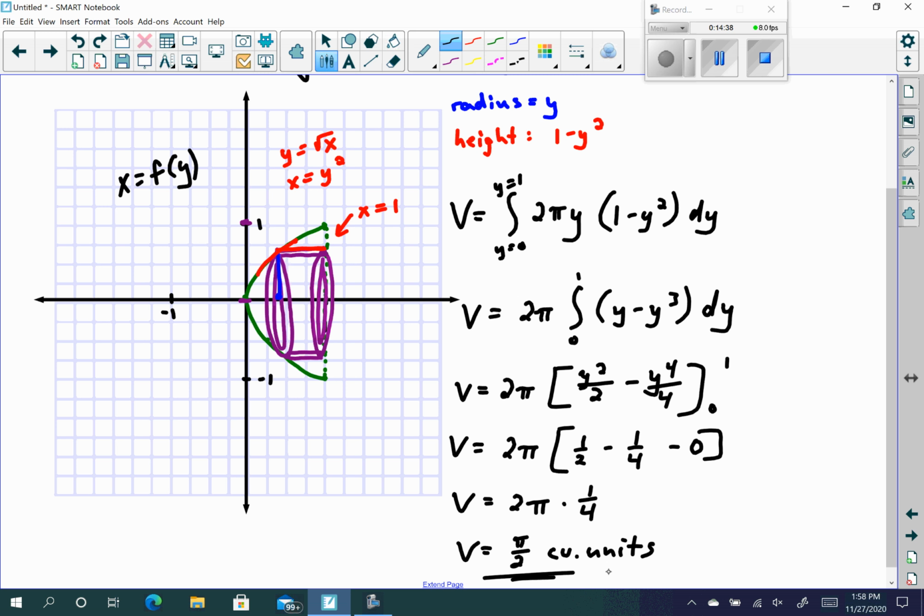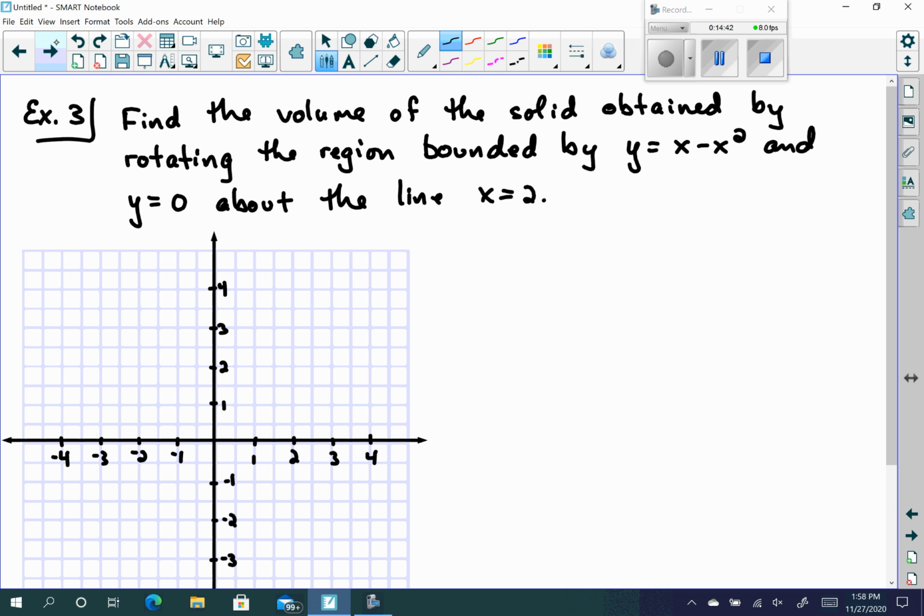All right, let's just take a look at one more example. Go ahead and copy this down. Here we're going to find the volume of the solid obtained by rotating the region bounded by y equals x minus x squared and y equals 0 about the line x equals 2. So what I first want to do is I'm going to draw a dashed line here going through 2 on the x-axis.